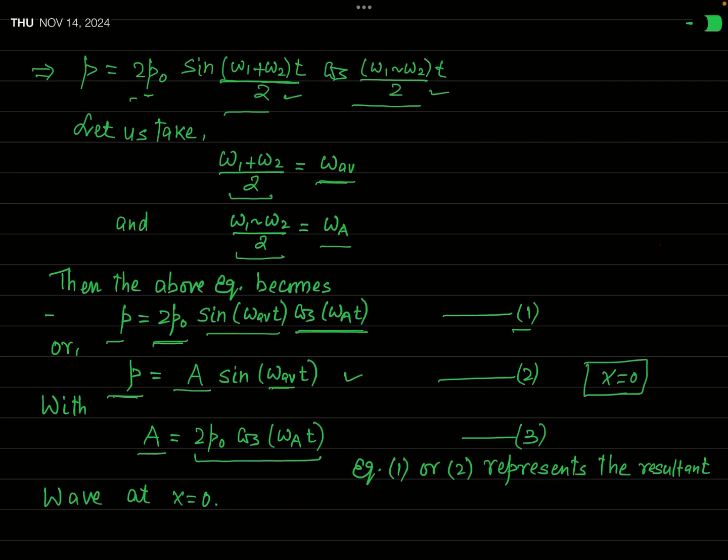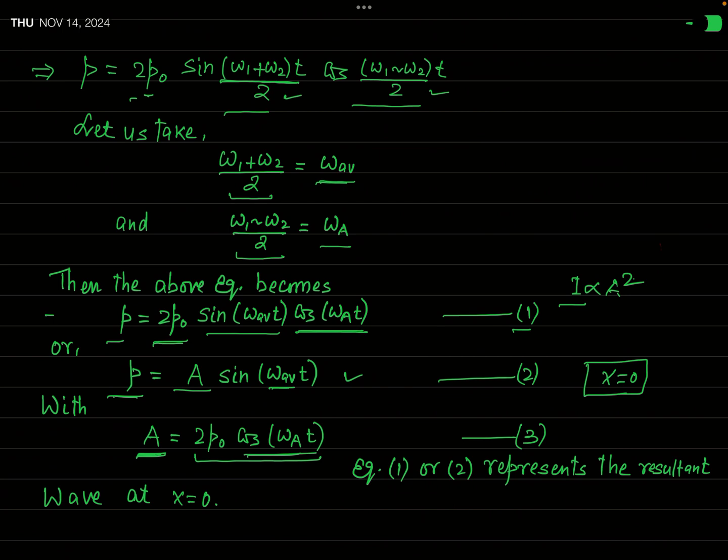And its amplitude A, you can see, is not constant, but is an oscillatory function because cos omega A t is present. So the amplitude of the resultant wave is not constant, but varies in a periodic manner due to this cosine factor. And you know, intensity is directly proportional to the square of the amplitude. So if amplitude varies in a periodic manner, definitely intensity will also vary in a periodic manner.